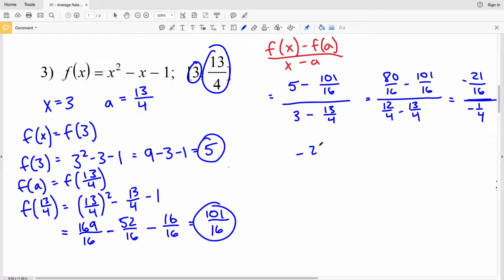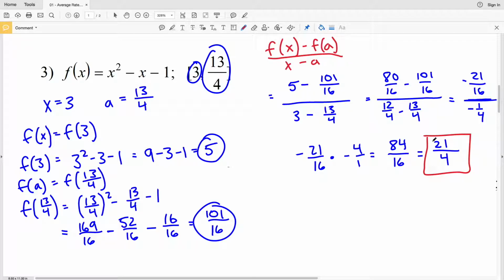So I'm going to have negative 21 over 16 times negative 4 over 1, which 21 times 4 is 84, and a negative times negative is a positive. So we'll have 84 over 16. However, this fraction can be simplified. Both are divisible by 4. 84 divided by 4 is 21, and 16 divided by 4 is 4. So 21/4 is my solution for the average rate of change of the function in number 3. Now let's continue on to number 4.